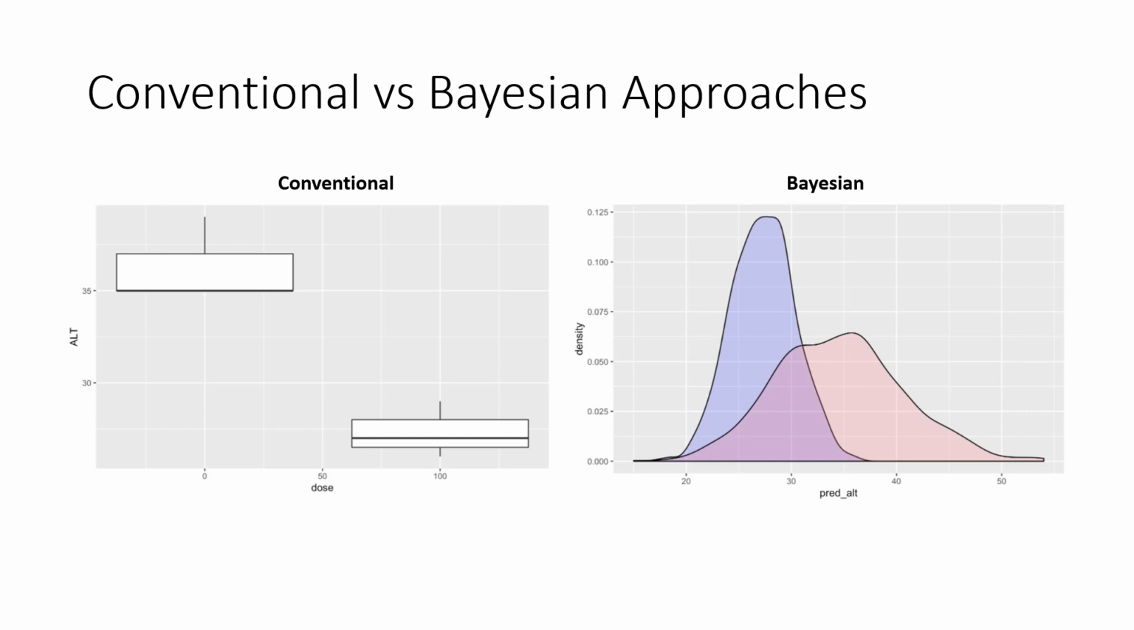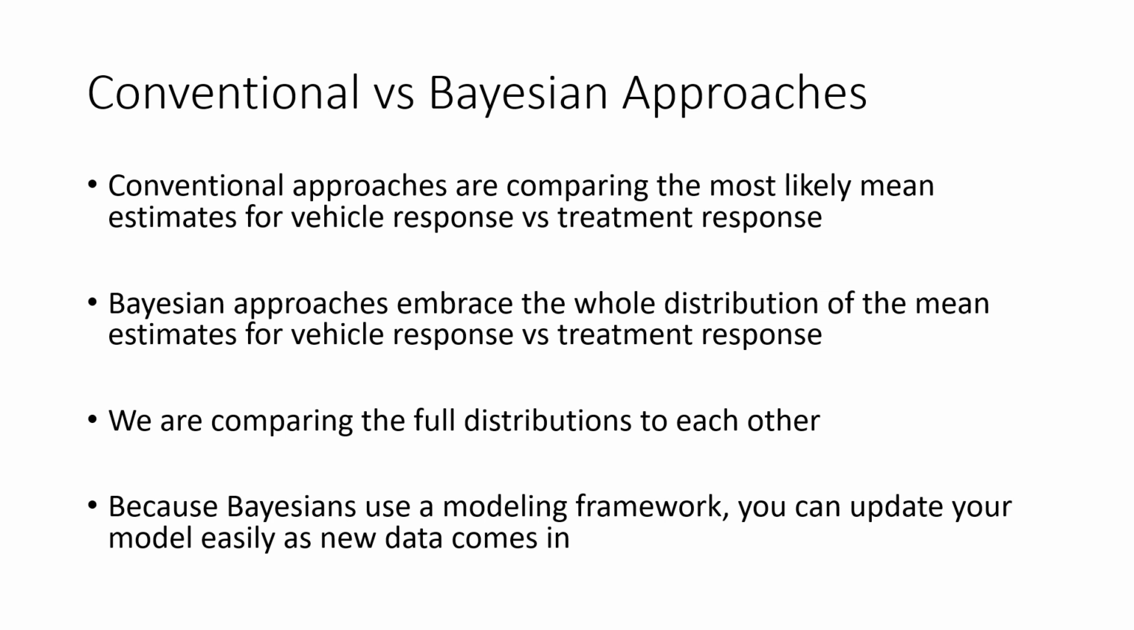And then there are ways of using highest density intervals and regions of practical equivalence, which we'll cover later in the course, to get a better idea of what's actually happening and whether this is statistically important. But the beauty of the ROPE concept is that the region of practical equivalence allows us to put bounds that are biologically determined. So now we can combine our biological knowledge of what an appropriate effect size is, something biologically meaningful, into the statistical calculation to allow us to draw better conclusions. And because Bayesians use a modeling framework, you can also update your model easily as new data comes in.